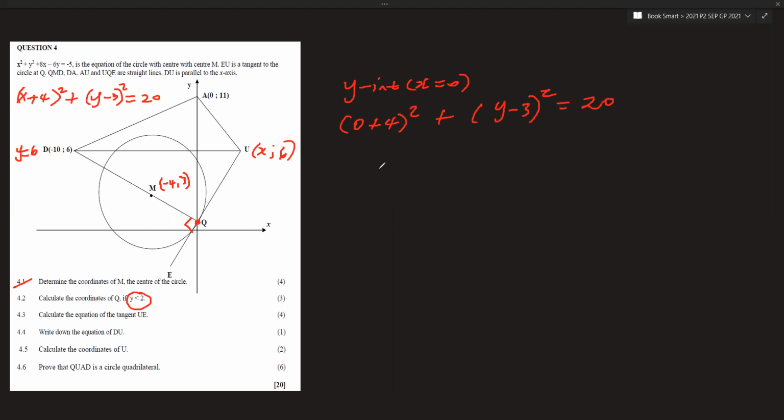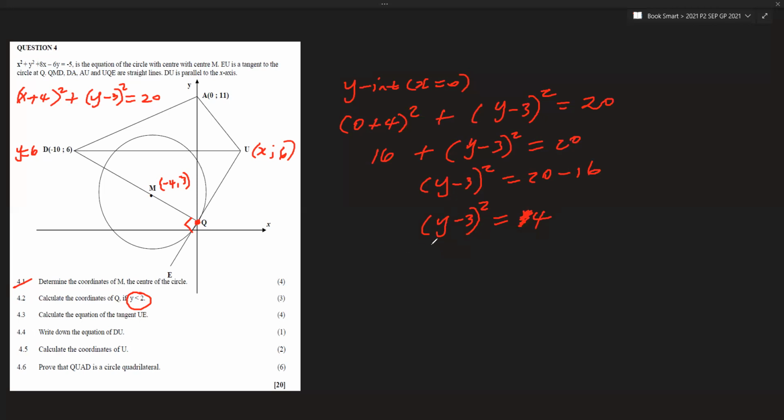4 squared will give us 16. Let me show all steps actually. This will give us 16, then this one here will give us still the same. Don't foil it, please. Equals 20. Then you have y minus 3 squared equals 20 minus 16, which will give us y minus 3 squared equals 4, sorry, 4.